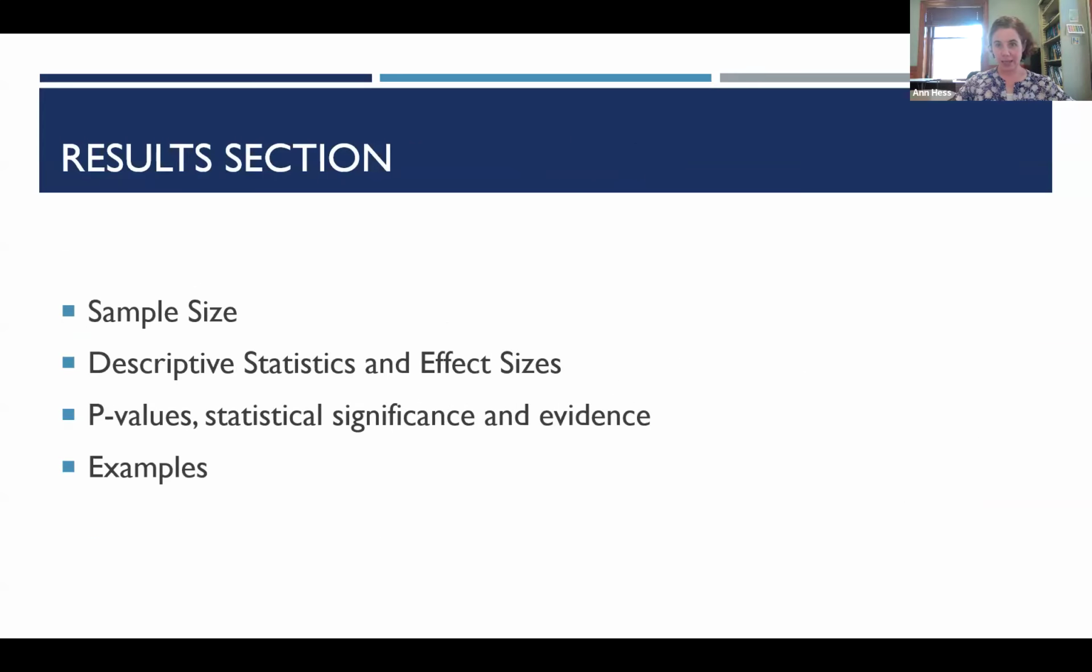So next up is the results section. The 4 points I'm going to hit before going back to some examples are sample size, descriptive statistics and effect sizes, p-values, statistical significance, and evidence. And then we'll go back to one example that we've already seen, plus an additional new example that I'll introduce.